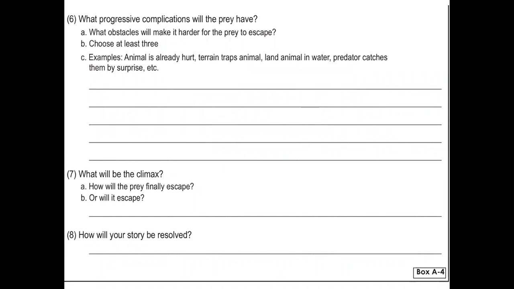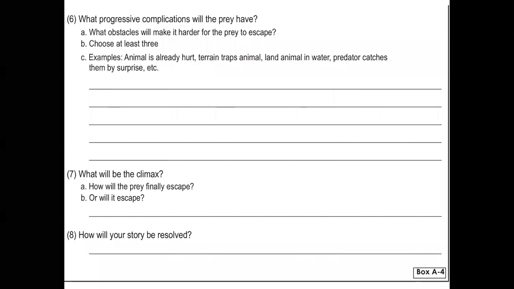Number 6, what progressive complications will the prey have? So what are the obstacles? Choose at least 3, and then there are examples there. Animal already hurt. The terrain traps the animal. Land animals in water. The predator catches them by surprise, right? They have some ideas there. And of course, we've already marked those in Hannah's sample story, so they have already seen some good obstacles.